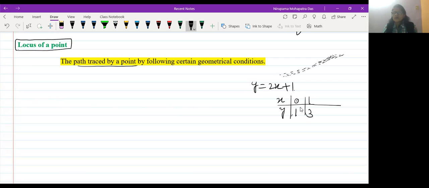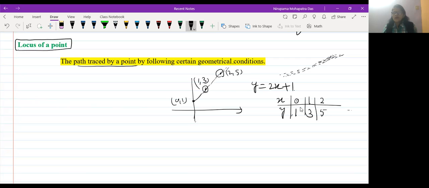So like this, if you take certain points, 2, 5 like this, and if I plot these points, 0, 1, maybe here, then 1, 3, maybe here, and 2, 5, maybe here. If I join these points, it traces a path, and that path looks like a straight line.